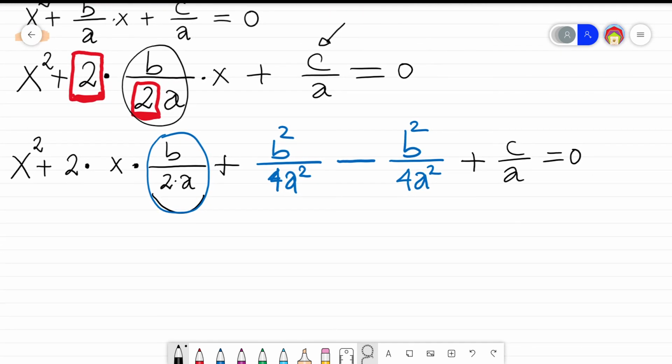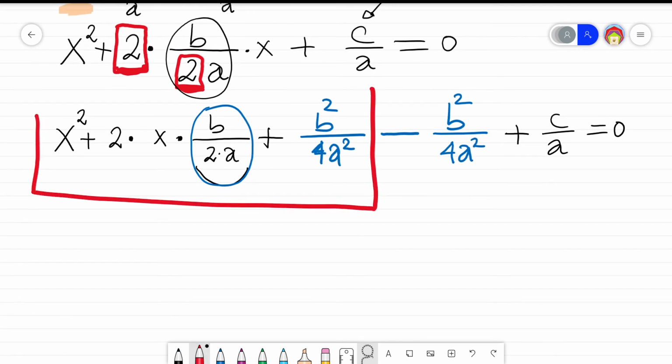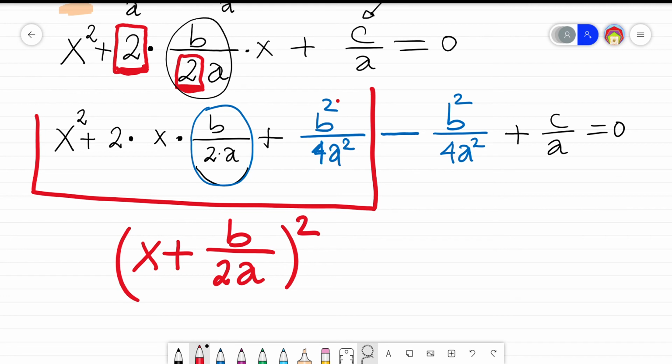Now I'm very close to the thing. I take together from here to here, and you see x squared, twice x times something, and the square of that something. This is exactly (x + b/2a) squared. Look at it for a second, and you just check it: apply your formula, expand it, and you get there.